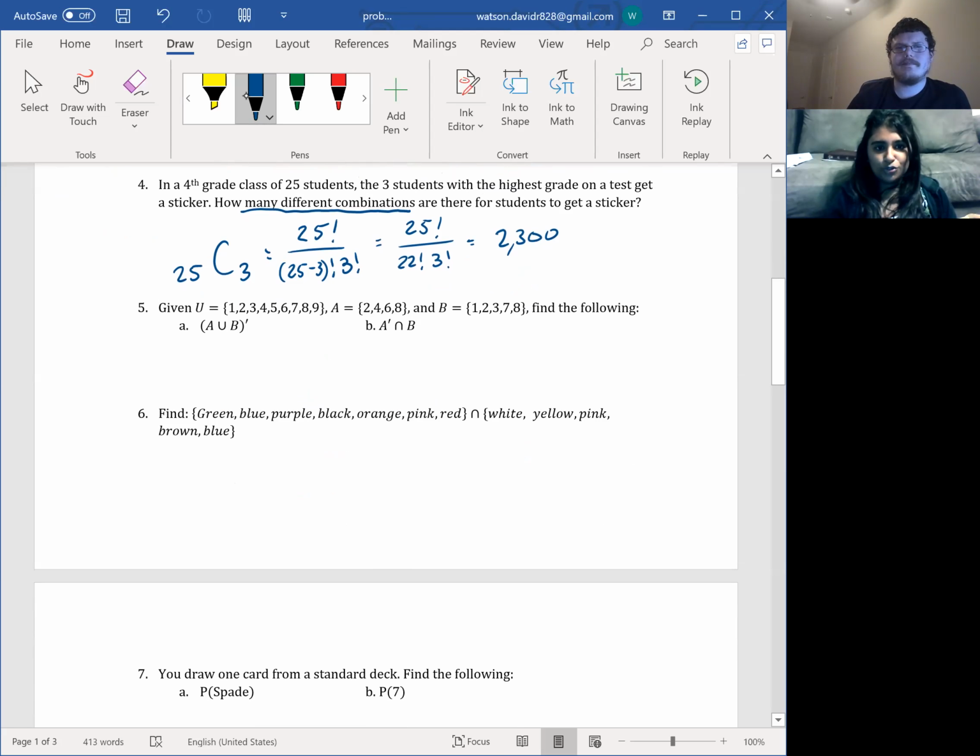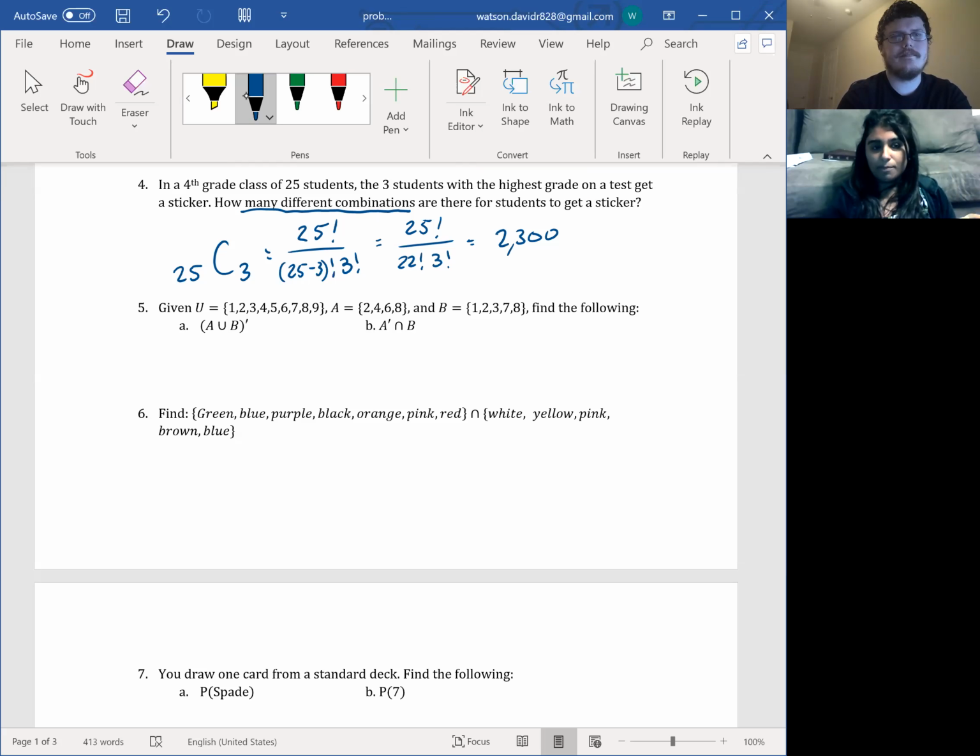All right, so given U, that's our universe, 1, 2, 3, 4, 5, 6, 7, 8, 9. A is equal to 2, 4, 6, 8. And B is equal to 1, 2, 3, 7, 8. Find the following: A union B, and then the complement of that. So we want to figure out what numbers are in A union B and discard them.